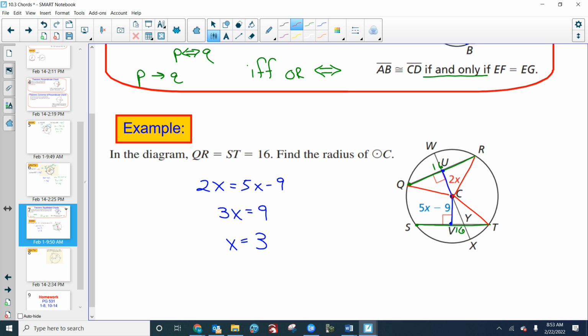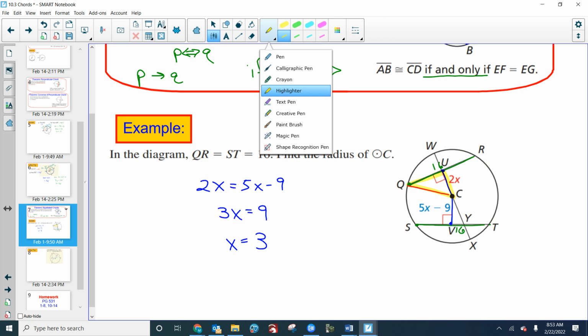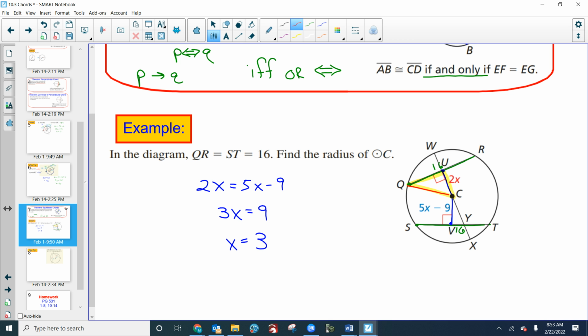Now, I don't want to confuse you with the picture, so I'll just draw one of them in. I'm going to highlight it so we can all look at the same triangle. Ready? U, C, Q. That's just the one I picked. It doesn't matter. What are we trying to find? The radius. Can we find CQ?